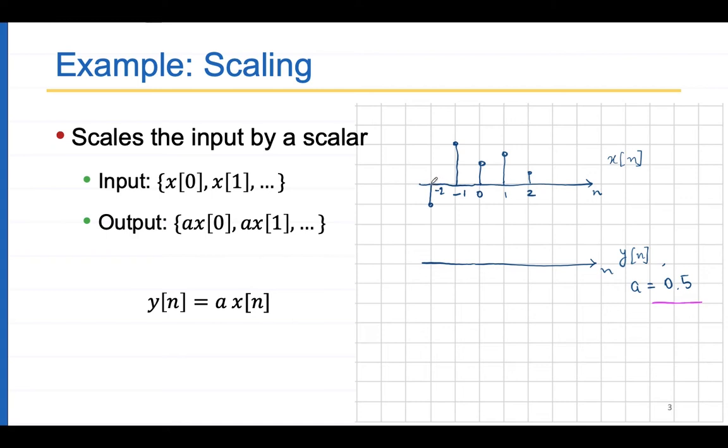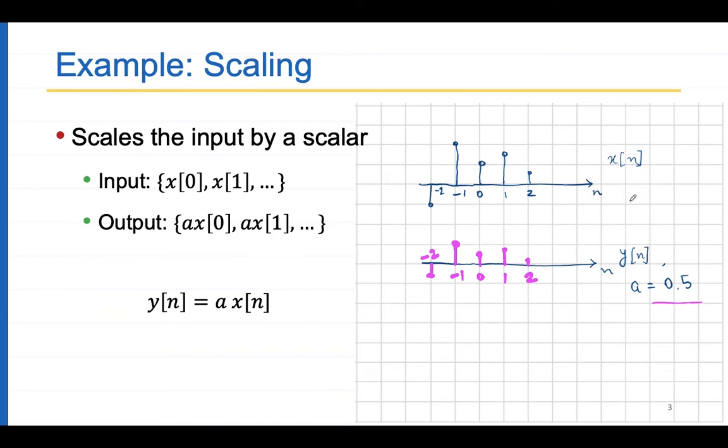So for n equal to minus 2, x is, let's say, minus 1, so my y will be minus half. For minus 1, this is 2, so y will be 1. For 0, it should be half. For 1, it should be, okay, 0.75, something like this, and this will be half of half, meaning 0.25. So in this way, I can draw my y[n].